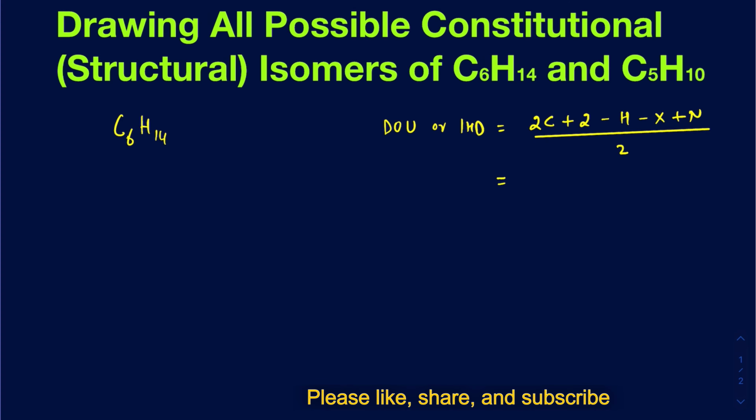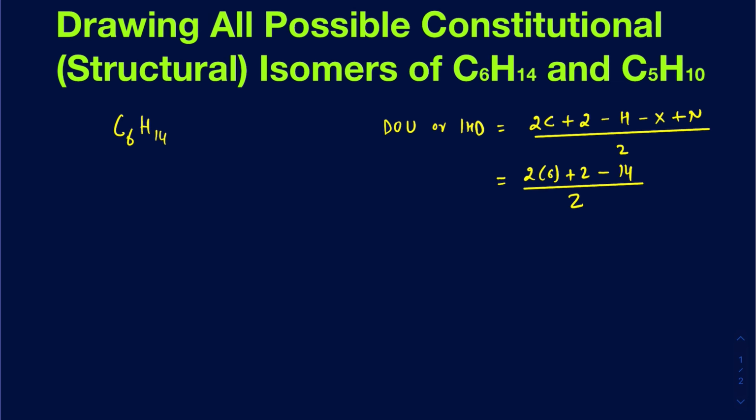So for our compound, we have 6 carbons. I'm just going to write that down as 2 times 6 plus 2, that's part of the formula, minus the number of hydrogens, which in this case is 14. We don't have any halogens or nitrogen, so we can leave those alone. Divide that by 2, and this comes out to be 0. That means it's a saturated hydrocarbon with no ring and no pi bonds. Obviously, pi bonds would make unsaturated hydrocarbons.